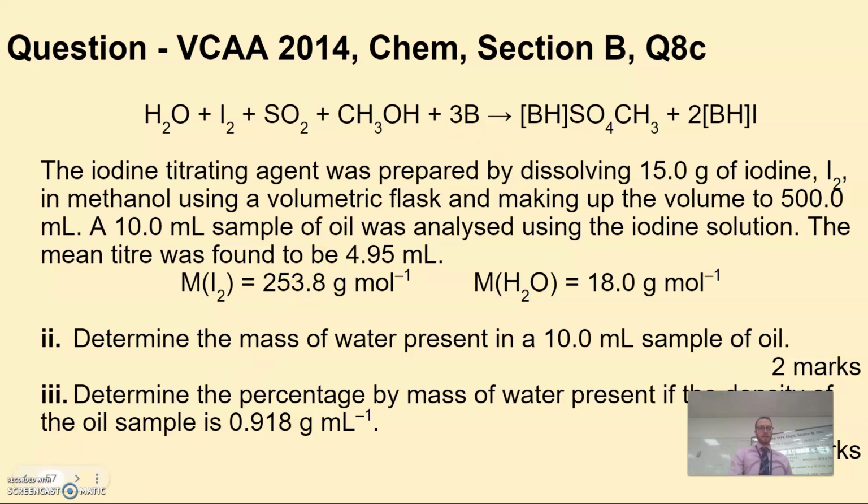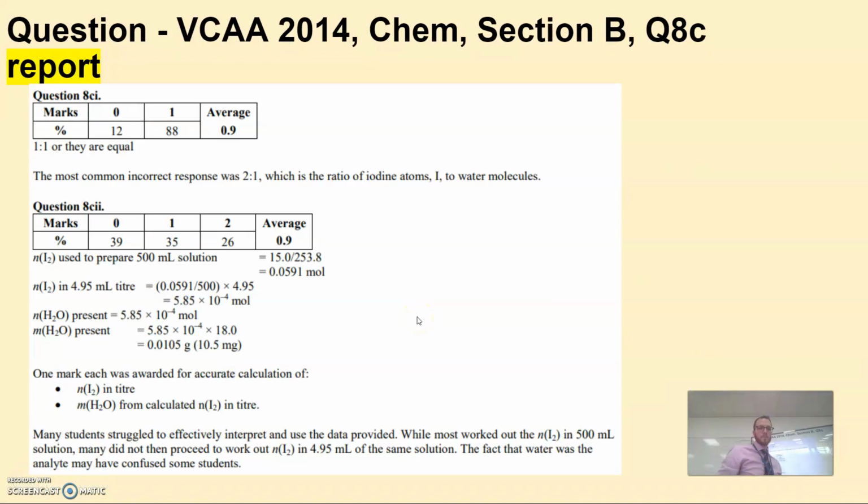All right, let's break this down. First one, 1 to 1, 88%. Nicely done. Most incorrect response was 2 to 1, which is the ratio of iodine atoms to water molecules, so looking at the wrong sides of the equation. Question 8C, only 26% got 2 marks. But notice how there are 4 things to calculate for those 2 marks. One mark awarded for accurate calculation of n of I2 in the titre, so all the way down to here, just to get your first mark, and then your second mark to convert that, because it's the same, to mass of water.